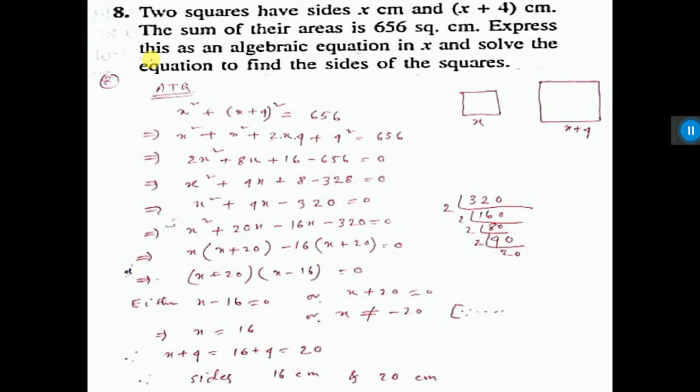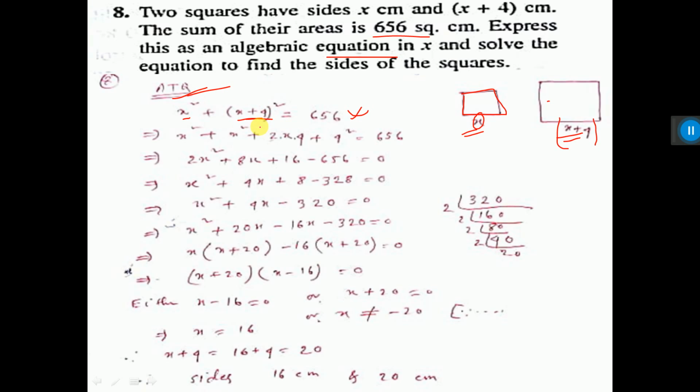Now sum number 8. Two squares have sides x centimeter and x plus 4 centimeter. So I have drawn two squares here, this side x and this side x plus 4. The sum of their areas is given. Express this as an algebraic equation in x and solve the equation to find the side of the square. The area of a square is side squared, so this square's area is x squared and that square's area is the side squared. Sum according to the question, this is the area.